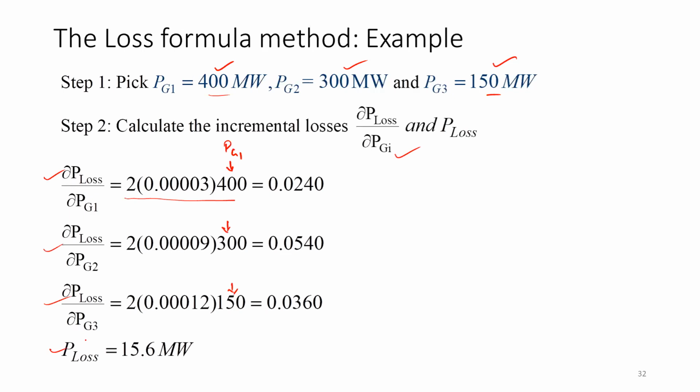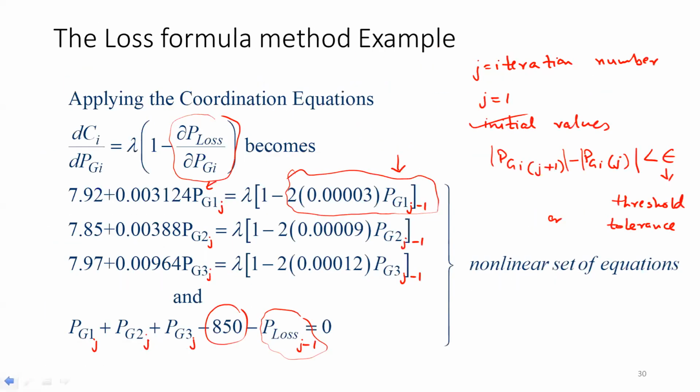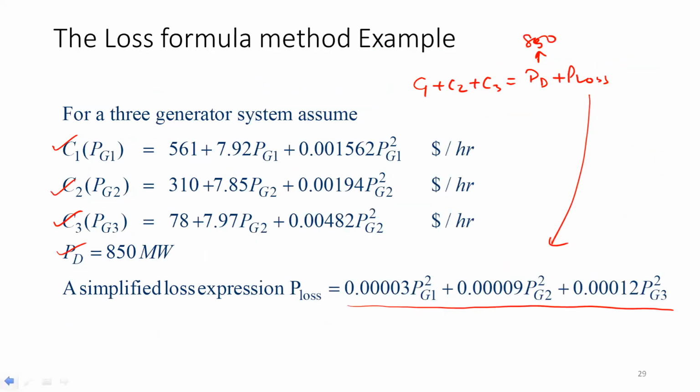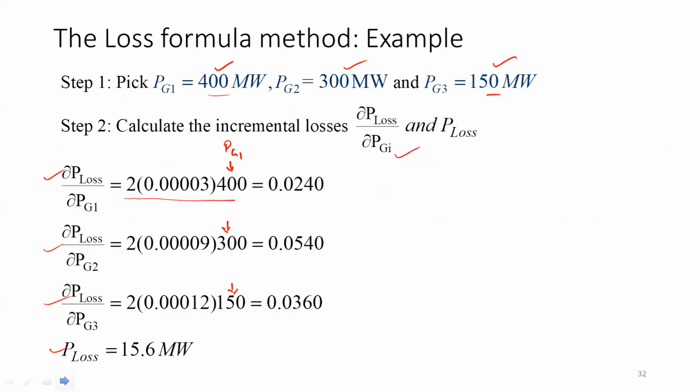How did I get my P loss? Using the P loss formula. The formula is given, right? So what was the formula? Here, 0.003. Instead of PG1, you wrote 400, whatever we assumed. Then this was 300, and this was 150. So these were the values. If you plug in these values, you will get the value of your P loss.